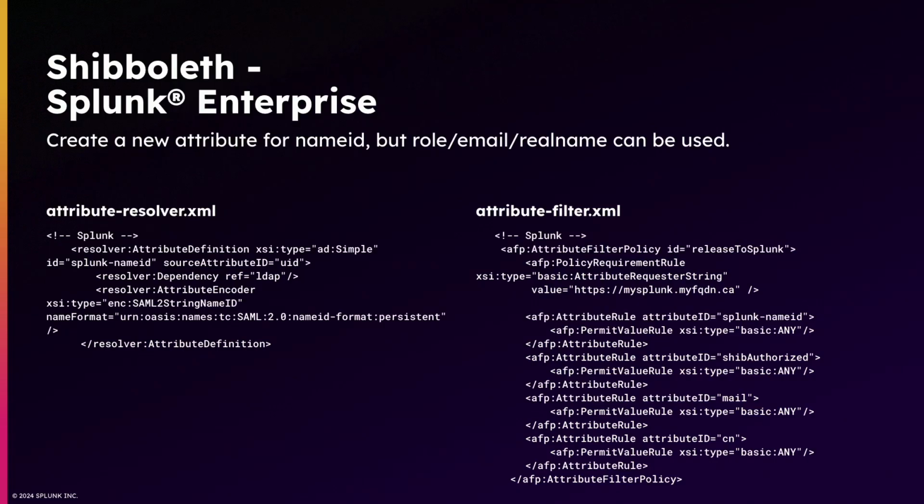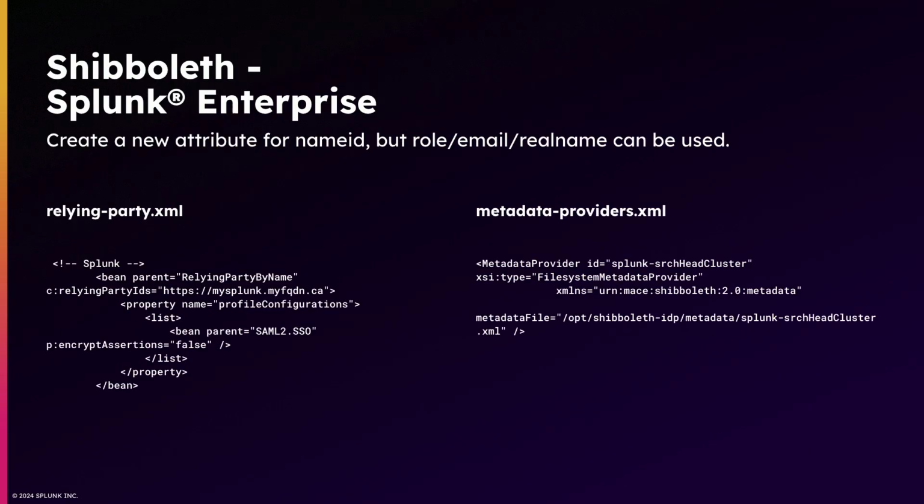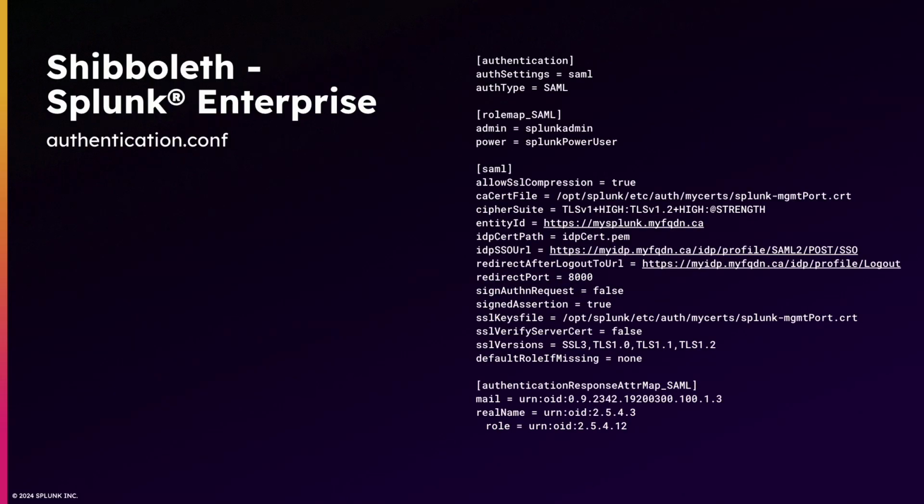These are the XML files that you will need. These are only on-prem. Usually the cloud is a lot easier to set up, but for on-prem, there's the attribute filter, resolver, and the metadata provider and relying parties. So that should generally get you started if you are using Shibboleth. And if you have any questions on how to use it with Splunk Cloud, always feel free to reach out. And then that's going to be your settings in authentication.conf.